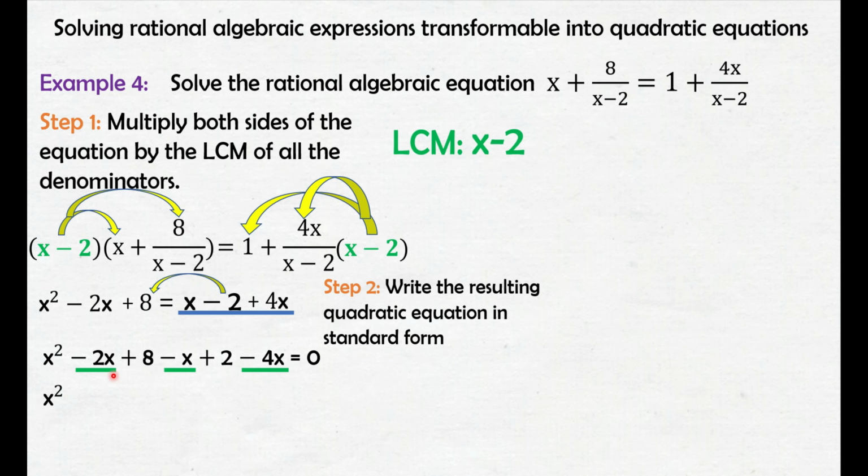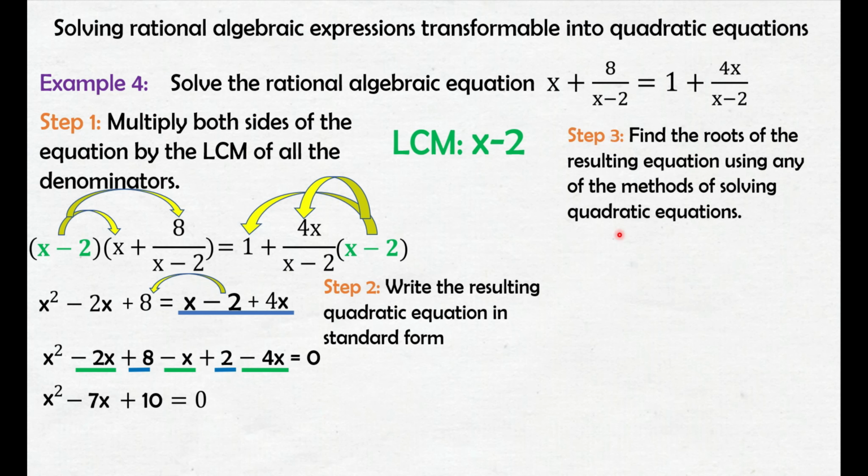So, negative 2x minus x minus 4x, that is negative 7x. Diba? Negative 2 minus 1, that is negative 3, minus 4, that is negative 7. And then yung constant naman, 8 plus 2, that is 10. Equals 0. So, naka standard form. So, x squared minus 7x plus 10 equals 0. And then step 3, find the roots of the resulting equation using any of the methods of solving quadratic equations.